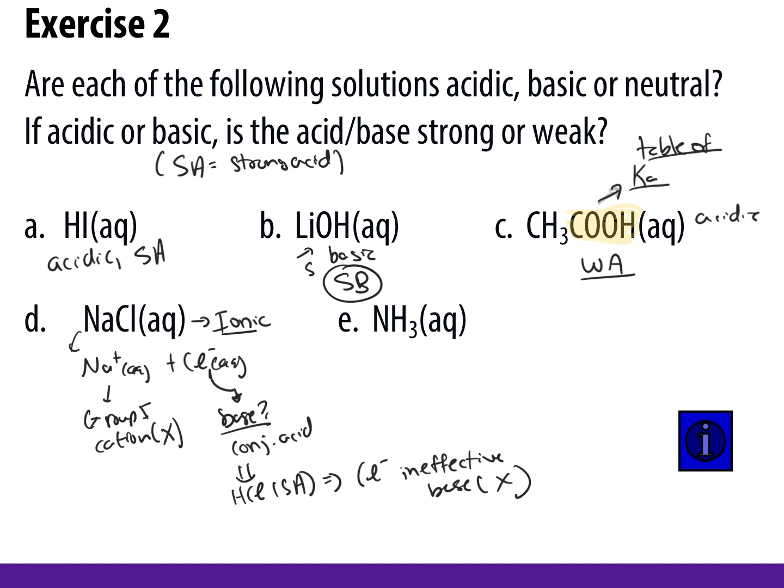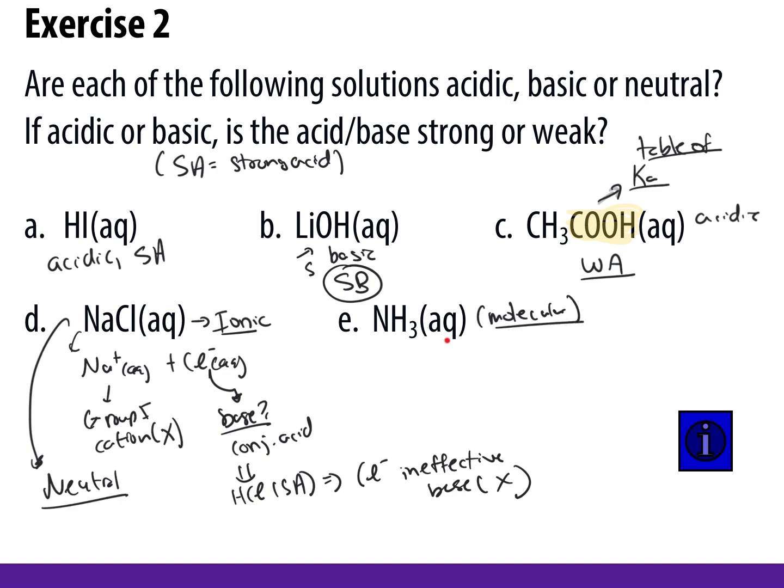Therefore, NaCl doesn't have any acids or any effective bases. Again, Cl minus is the conjugate base of HCl, but it's an ineffective base, so this is a neutral solution. Neither of these ions affects the pH of the solution. For E, this is back to being just a normal sort of molecular solid.